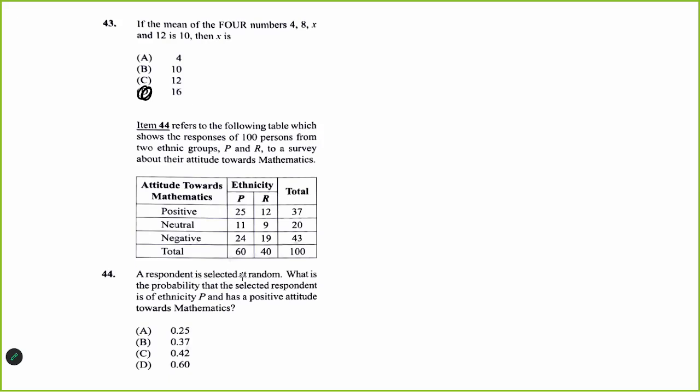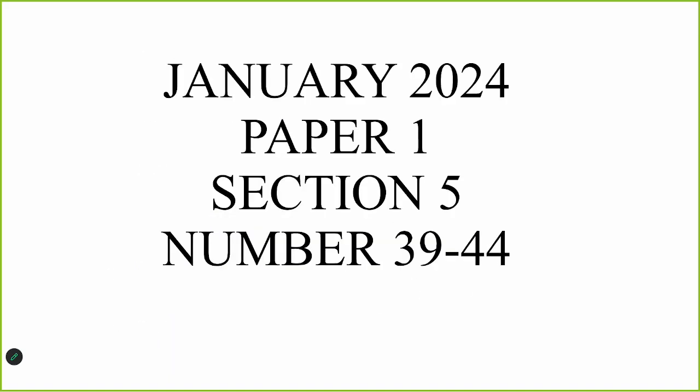A probability is selected at random. What is the probability that the respondent is ethnicity P and has a positive attitude towards mathematics? So ethnicity P and positive attitude. We know probability is your desired over your total. They said students selected at random, so it's out of 100 and your desired is 25. So the probability would be 0.25. Right, that's the end of May, June 2024.